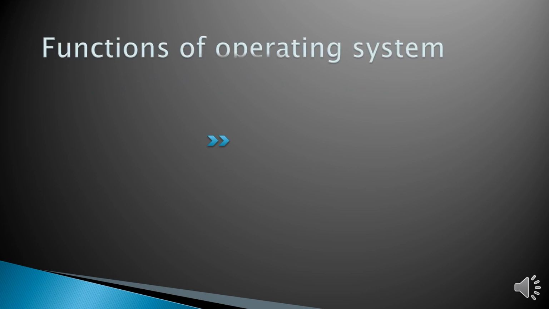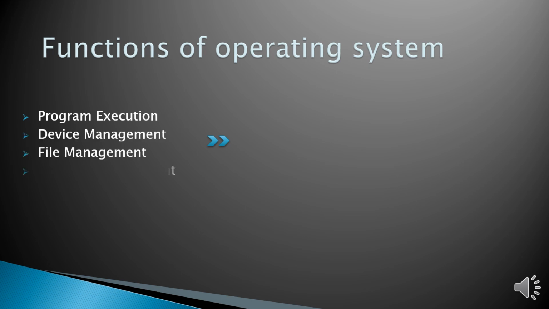Our next topic is functions of operating system. Generally, these four functions are performed by every operating system: program execution, device management, file management, and memory management. An operating system provides a variety of services to your computer. Some of the major services are program execution.